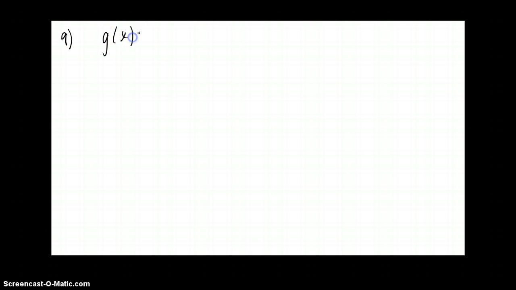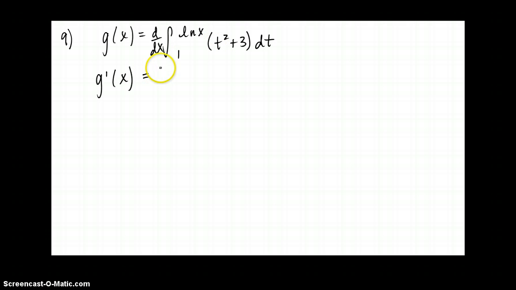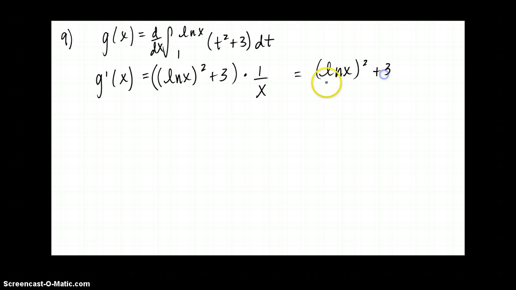Okay, if g of x is defined as the integral from 1 to ln of x of t squared plus 3 dt, and I want to find the derivative, g prime. So using the second fundamental theorem, replace t with the function in terms of x, and then multiply by the derivative of the boundary. Now be careful, this whole expression, if we wanted to write it as one fraction, ln of x quantity squared plus 3, all divided by x.